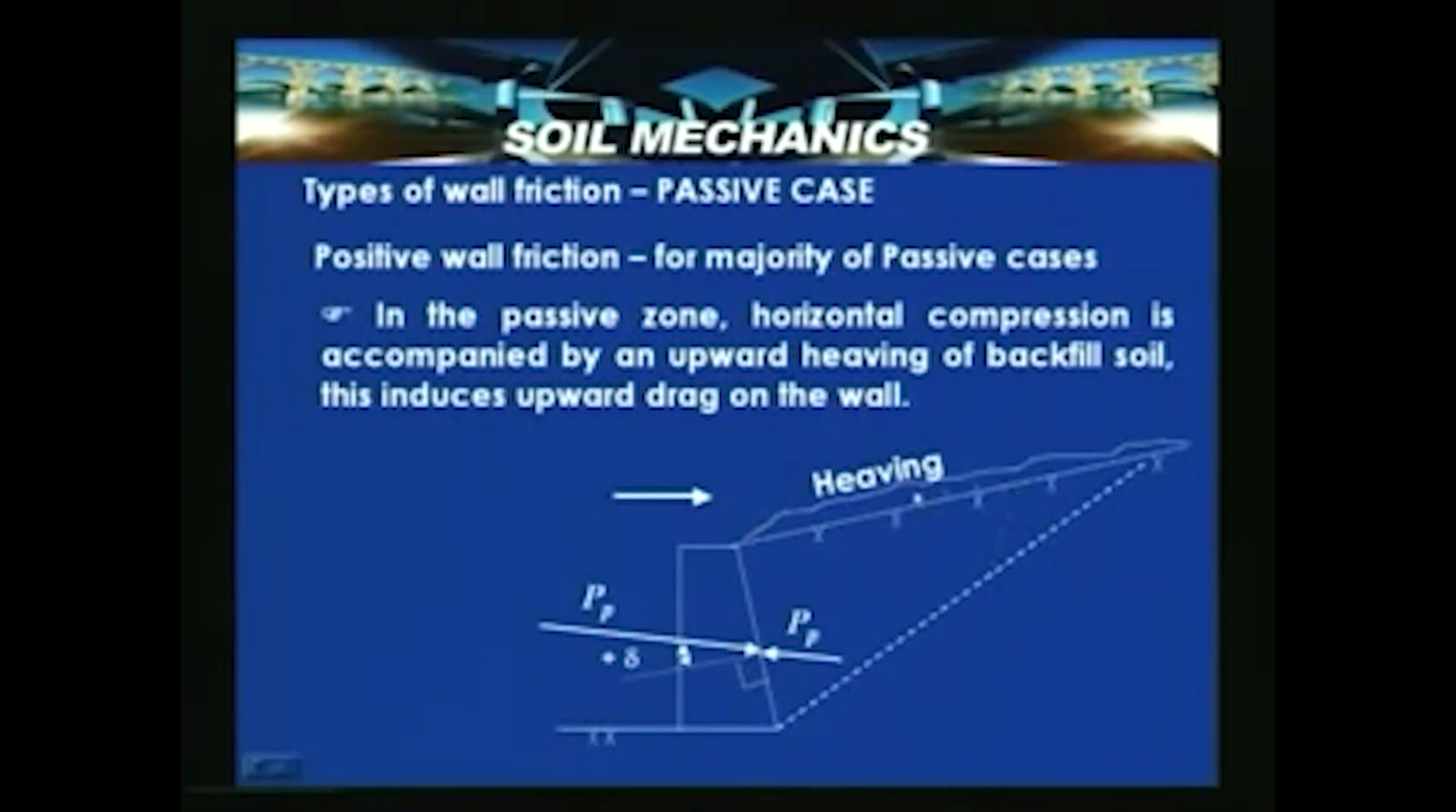So, in the passive zone, the horizontal compression is accompanied by an upward heaving of the backfill soil. Because of this upward heaving of the soil, the thrust actually acts in the upward direction here. So, the passive thrust, which is positive wall friction, is again shown at an angle with the normal to the wall face, and is above this line which is shown here in this diagram. So, this is a case of positive wall friction for passive cases. In the passive case, the horizontal compression is accompanied by the heaving, and because of this, it induces an upward drag on the wall.